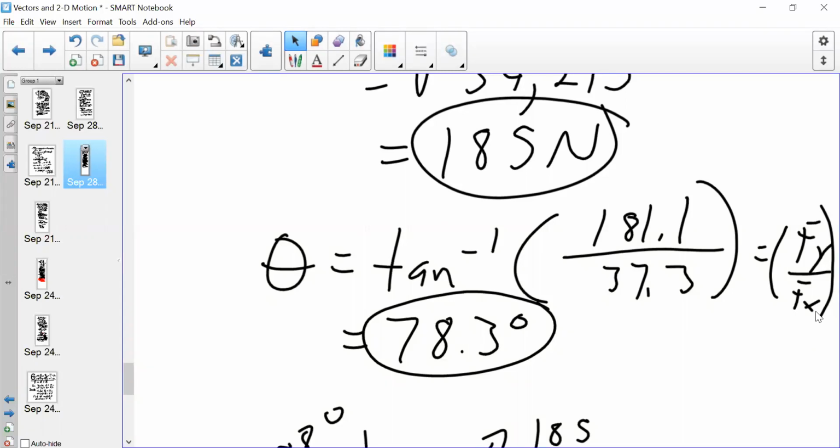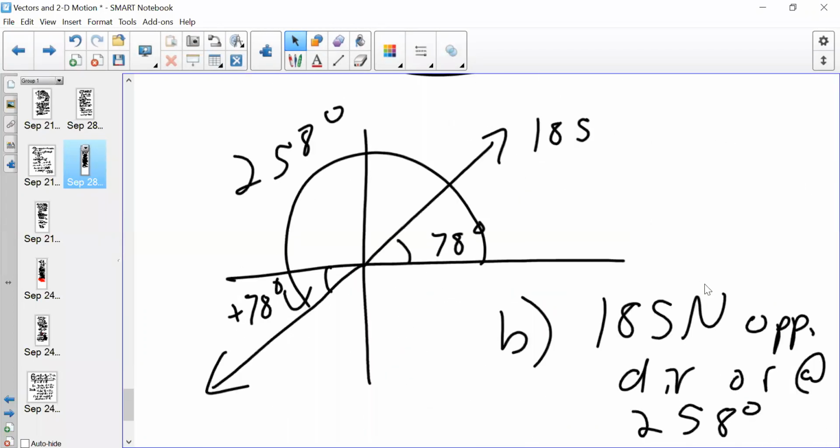Mr. Kelly, what does it say on the bottom part? Yeah, I was just answering part B, and we got this already, 185 and 78. And the force that you need to exert to make this 0 would be the same force, opposite direction. And you can say 78 degrees, the opposite direction, or 258 degrees.